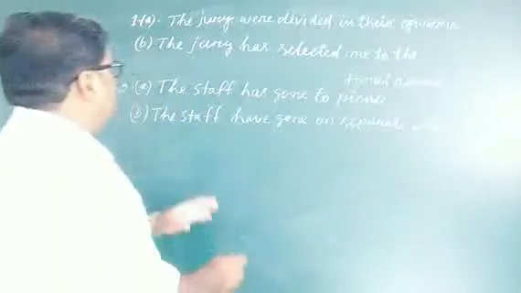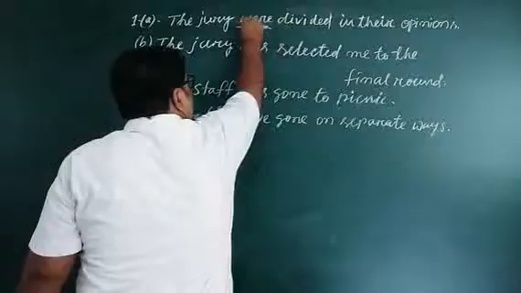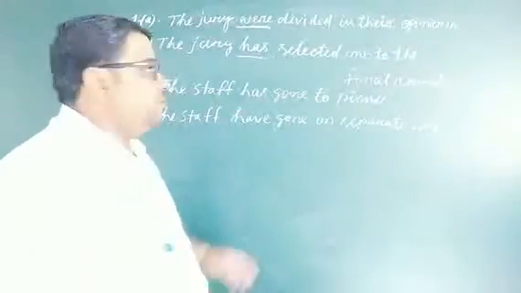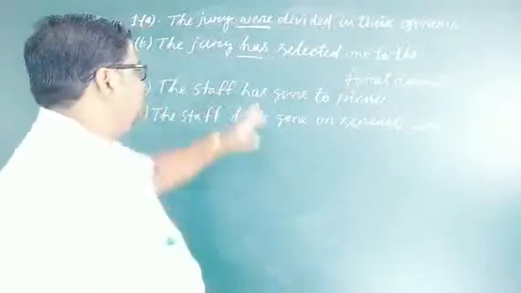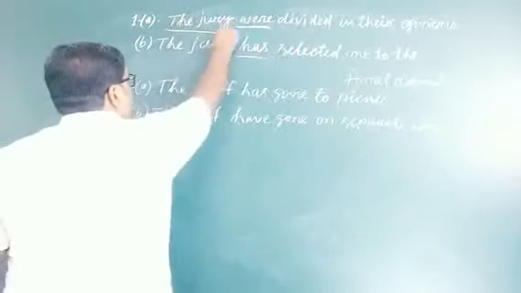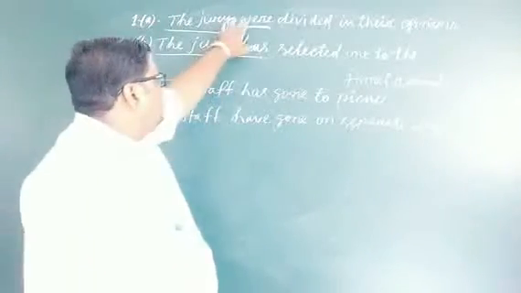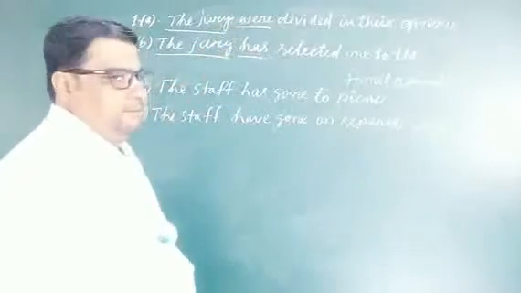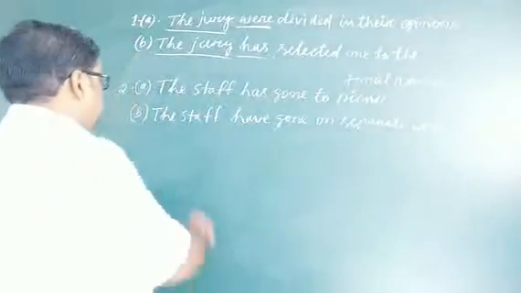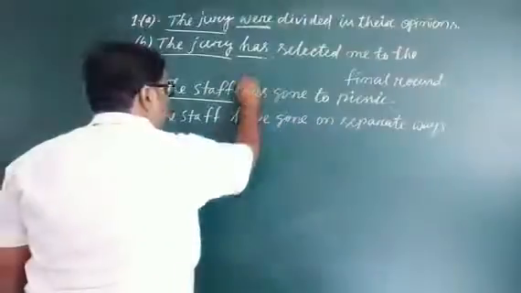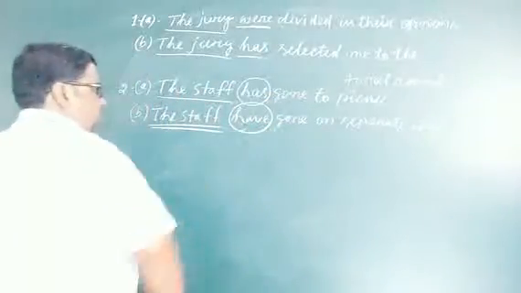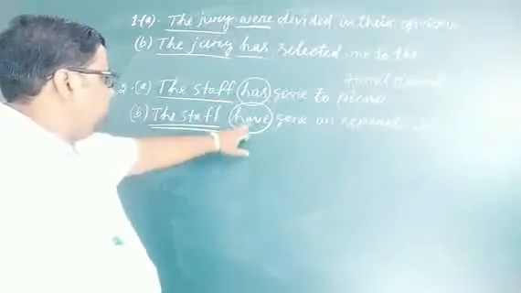In the first sentence, the verb is were. It is a plural verb. But in the second sentence, the jury has selected me to the final round. Here, the verb has is singular. Why? For the same subject, the jury, it takes plural and singular. Why? In the second example, the staff has gone to picnic. Here the subject is the staff, but the verb is has. Here also the subject is the staff, but the verb is have. Here the verb is singular, but here the verb is plural.